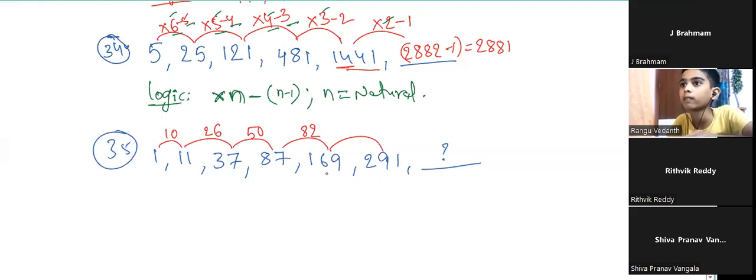290 minus 170 is how much? 120. Now add one more number. We have to add two numbers. 122. 100 plus 100, 200. 60 plus 20, 80. 9 plus 2 is 11. 280 plus 11 is how much?